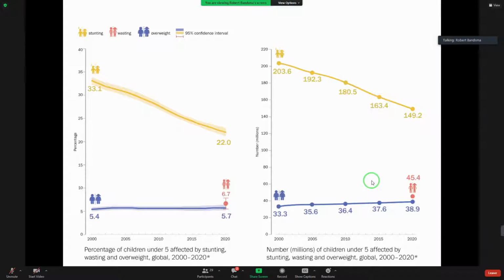But it still means that 20% of children around the world suffer from stunting. So they're short for their age. They have low height for age.